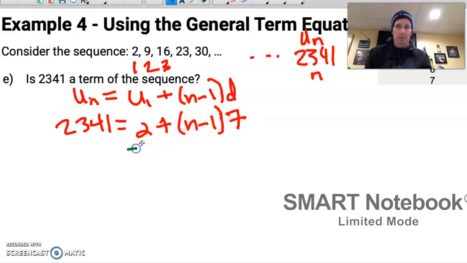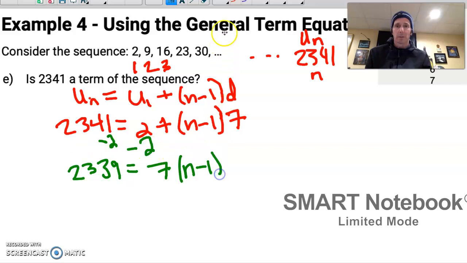I'm just going to save myself a couple of steps and subtract that 2 first, which would give me 2, 3, 3, 9. And I'm just going to rearrange this and put that 7 in front of the n minus 1, only because I want to remember that my next step would be to divide by 7. Really that's my key: if I can get this to divide by 7, then I know it fits in that pattern of adding 7 every time.